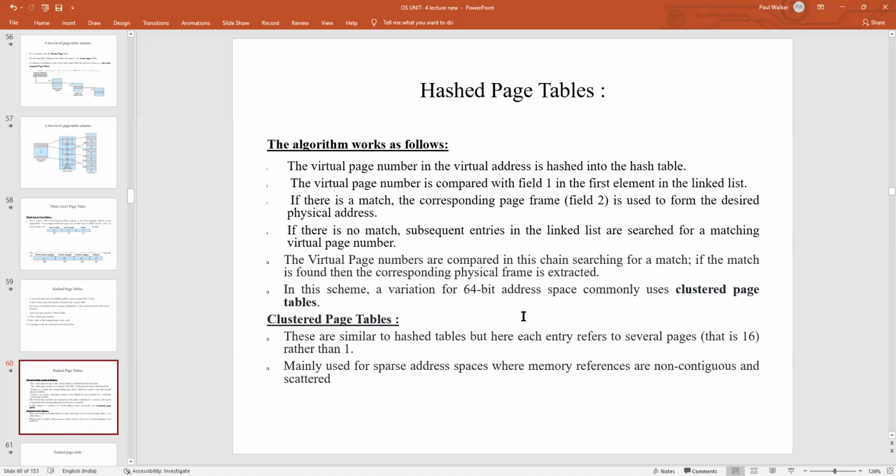The next concept is the clustered page table. A cluster is a collection of elements stored under a common name. Here the hash table entry will have different pages, each occupying contiguous memory space. Those memory references are indexed by the particular value.